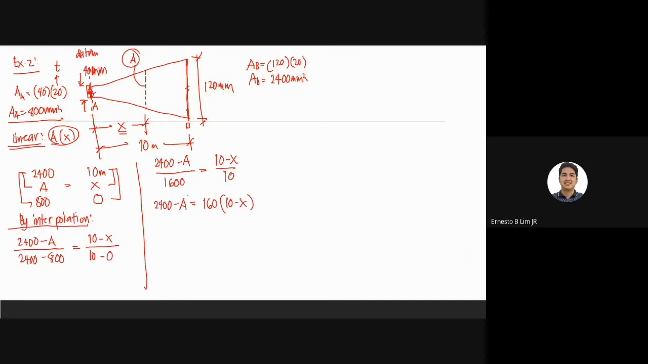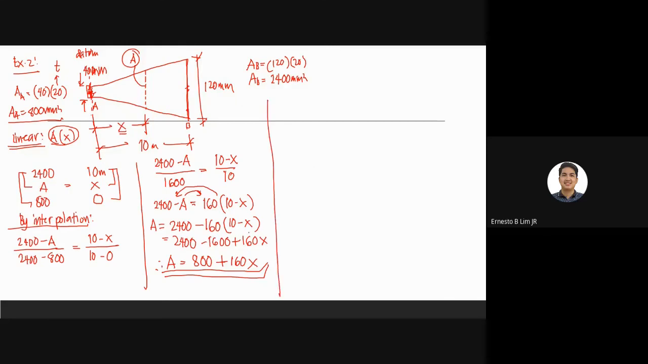Then transpose A to the other side, and also this equation to the left side. Therefore, A is equal to 2,400 minus 160 times 10 minus x. So simplify to 2,400 minus 1,600, then plus 160 times x. Therefore, A is equal to 800 plus 160x. So we now have this area in terms of x.